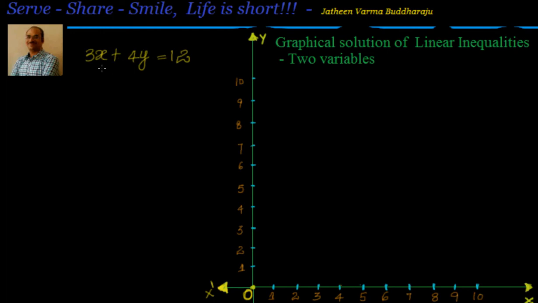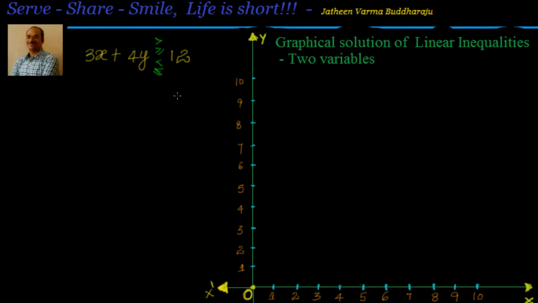3x plus 4y equal to 12, or x minus y equal to 6, or x plus y equal to 3, any type of equation you can write. Now, what is a linear inequation in two variables? It is nothing but, instead of equal to, if we have greater than, greater than or equal to, or less than or equal to, then it becomes an inequality in two variables.